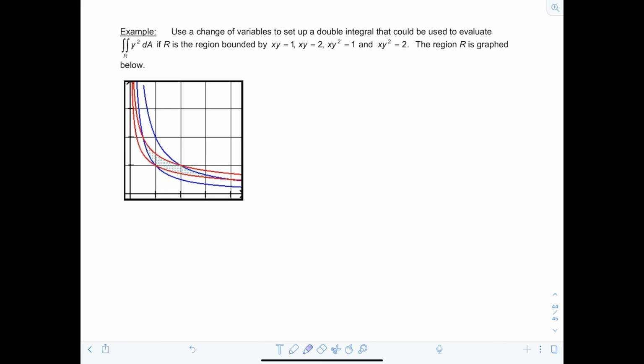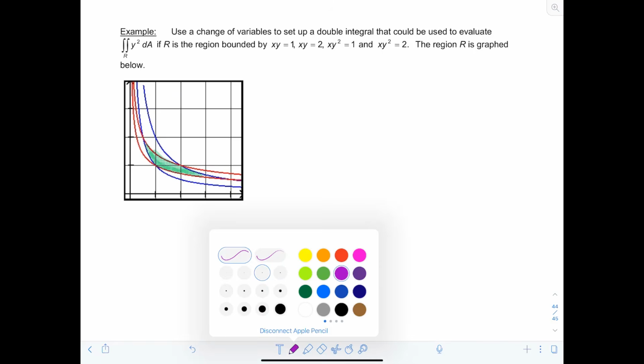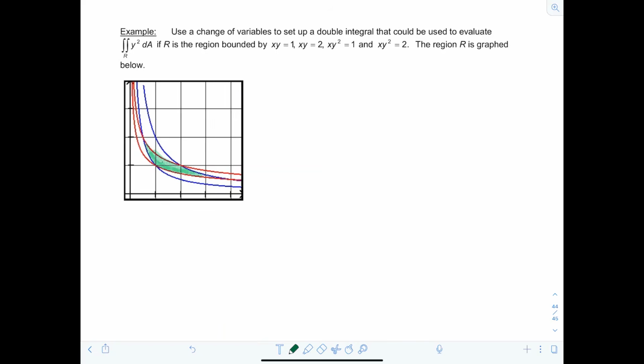So if it's not clear, allow me to shade it in more for you. So here's the region R, where all the dots are, okay? Let's do a nice dark green. This is R. All right, well, let's transform each of the boundaries. There's 4. I think we already can tell what u and v should be, right? Let's let u equal xy and v be xy squared.